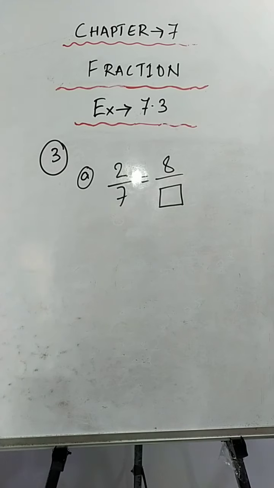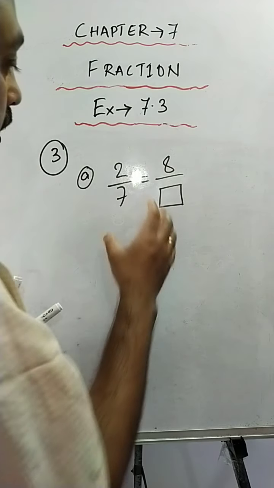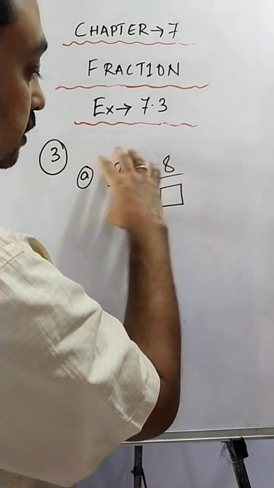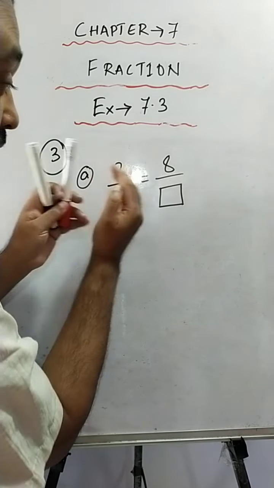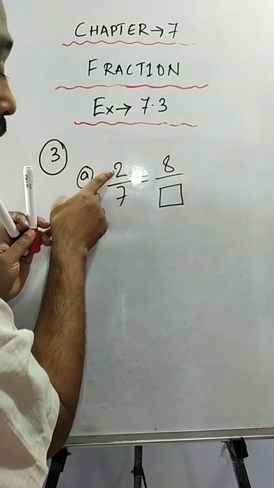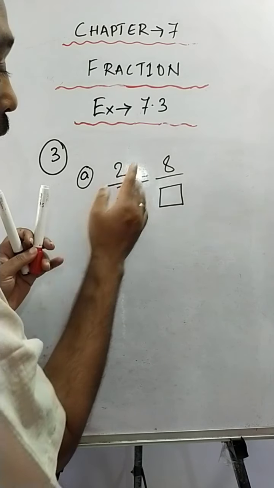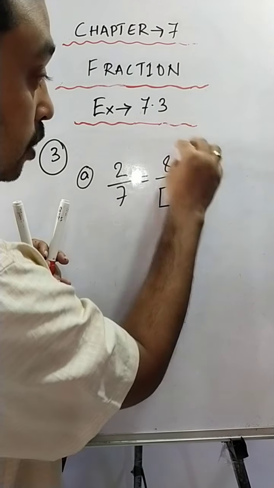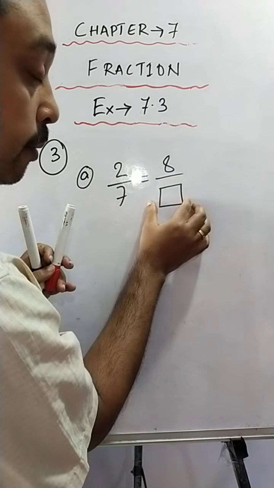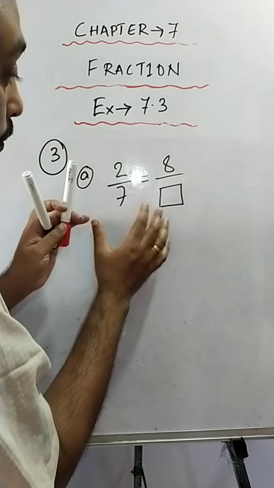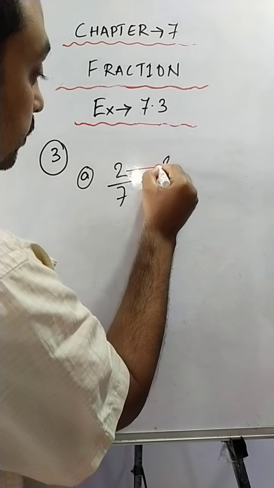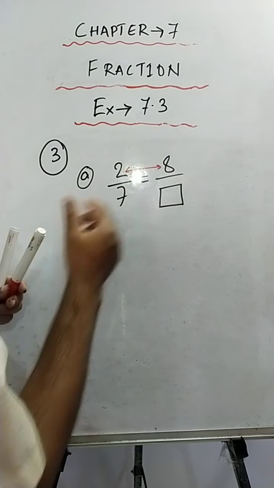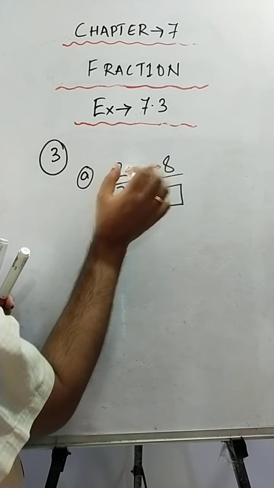Very easy, students. First of all, you have to see that both sides carry a fraction. On the left hand side, both the numerator and the denominator are given. On the right hand side, only the numerator is given. The denominator you have to find out. But in both cases, the numerator is given. So we first find the relation between these two numerators.